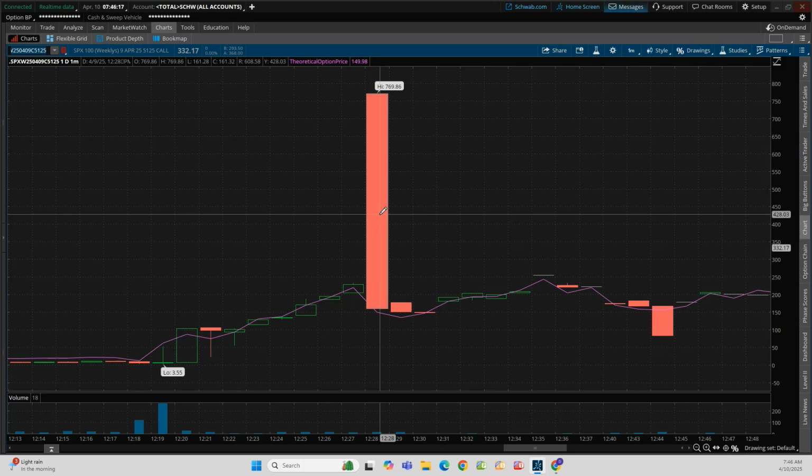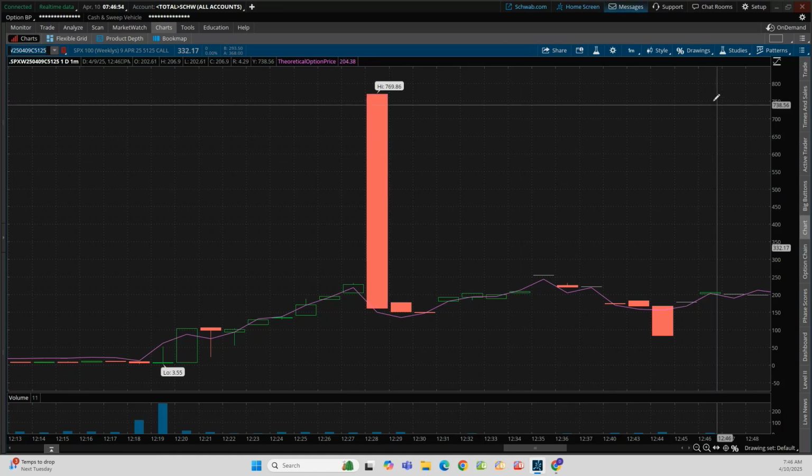To give you an idea how much this option moved. So options are leveraged, right? So they're going to move faster than whatever the underlying is. This again is on a percentage basis. I mean, this is a massive amount of movement going from 161 to 769. Also from the range of the day, just to give you an idea, it went from $3.50 to almost $7.70. So if you weren't aware of how much the options can move, hopefully this is eye-opening for you.